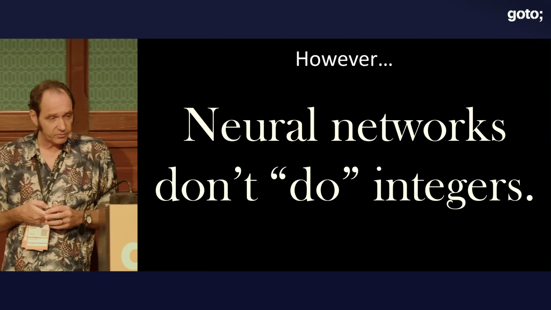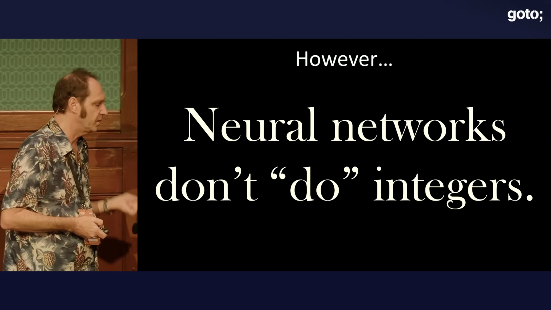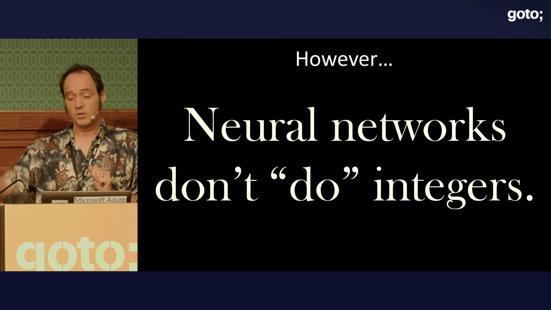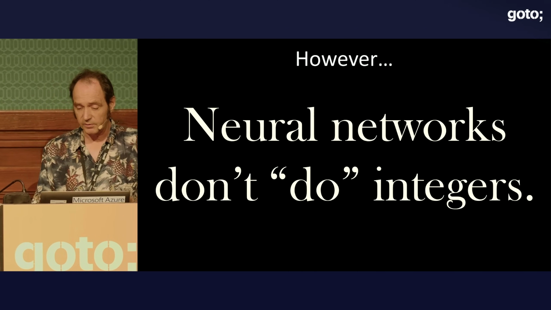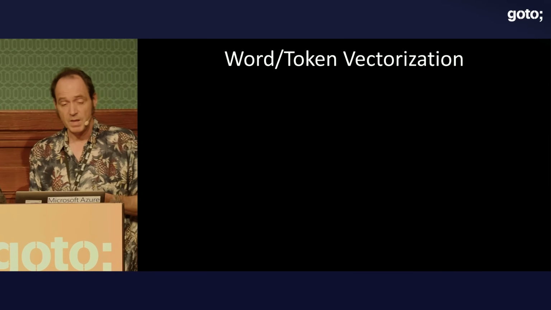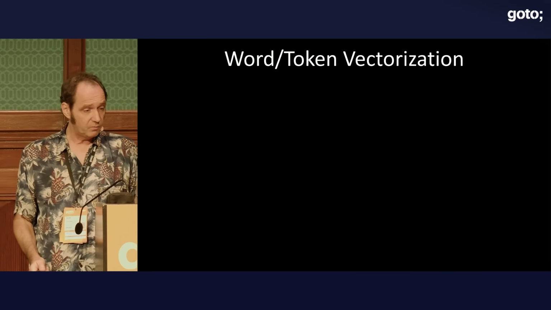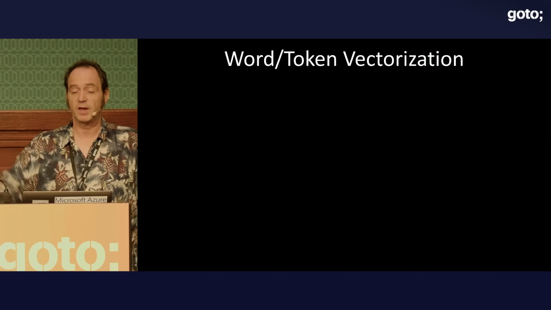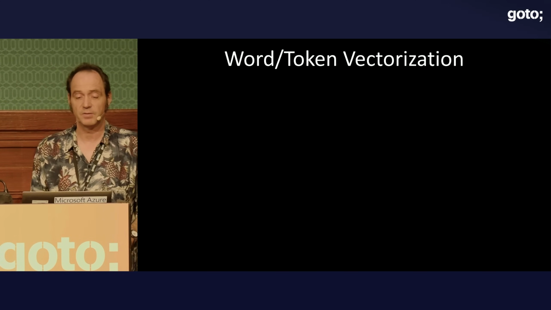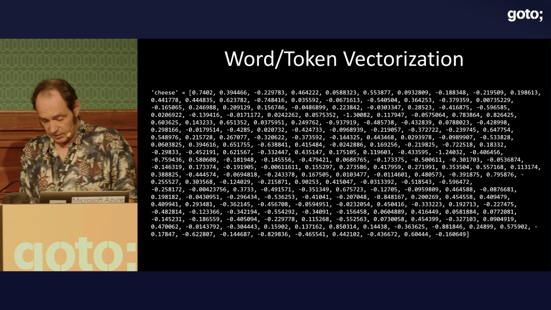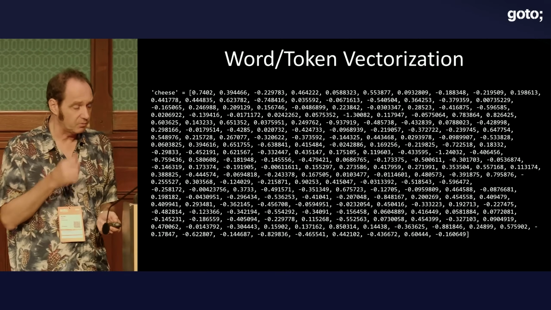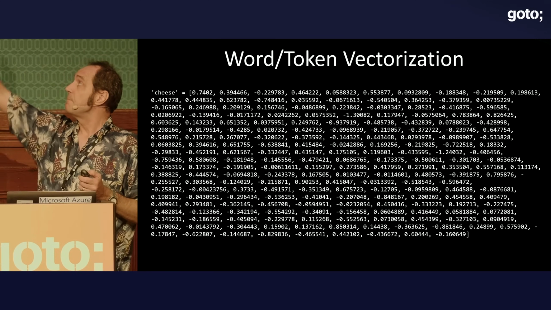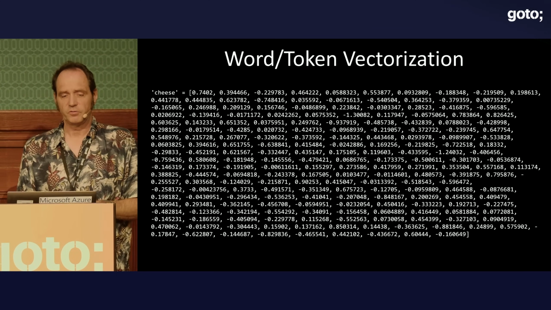However, neural networks don't do integers. They do floating point numbers. So what we've got to do is another stage of conversion and get these tokens into floating point numbers so we can actually start to do maths with them. And this is known as embedding or vectorization. And again, Jody was mentioning this, how we can vectorize text or do text embedding to get the sentiment of text. So we take the word cheese, and in GPT-2, I think there's 768 floating point numbers that basically have this embedding or vectorization of the word cheese.